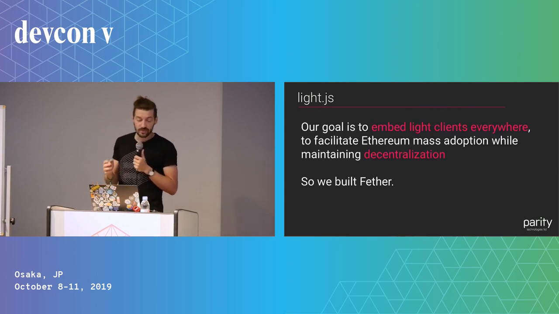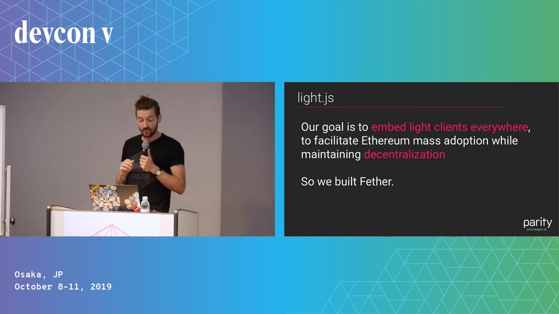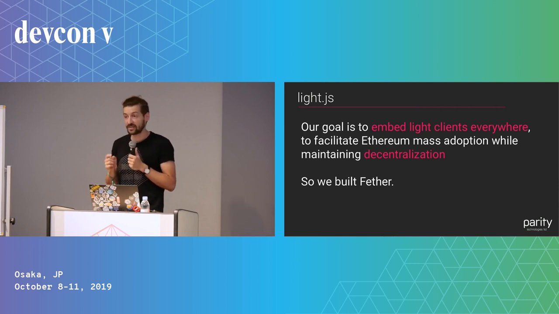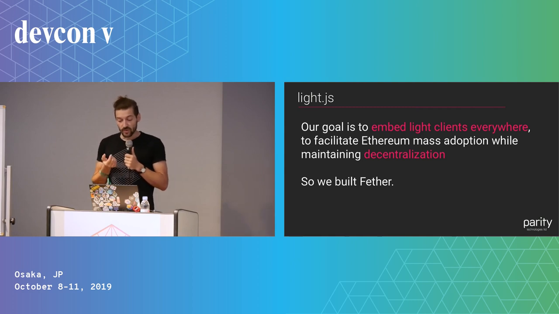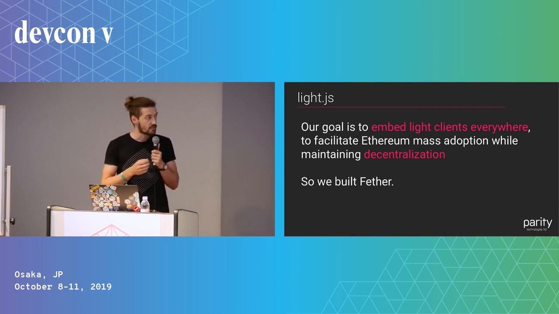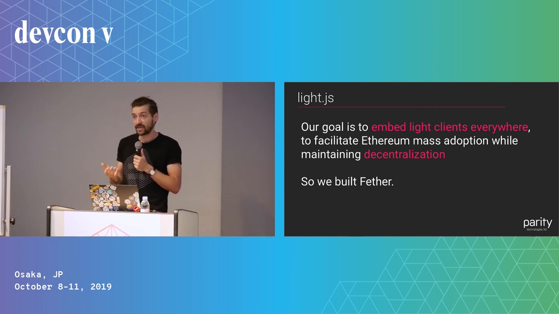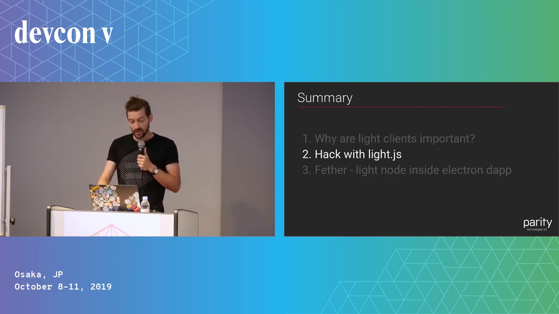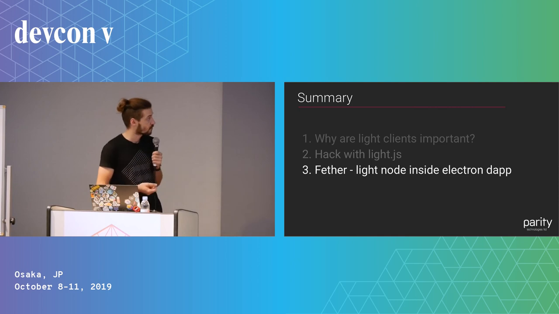So our goal, and the reason why we built all of this, is to embed Light clients everywhere as much as possible and to facilitate Ethereum mass adoption while maintaining decentralization. Because we do not want to just trade this off, right? So because of this, Parity has built a node, and this node can be run as a Light node, as a Light client. The thing is, we wanted to use it and to see how things work, and we wanted to let people embed Light Client everywhere. So that's why we built Fether. So Fether is an application on top of a Light Client.